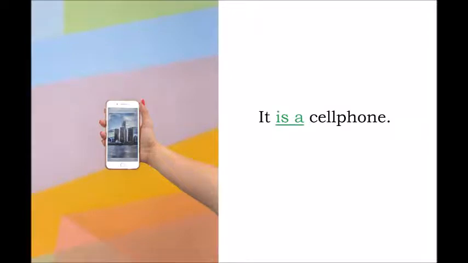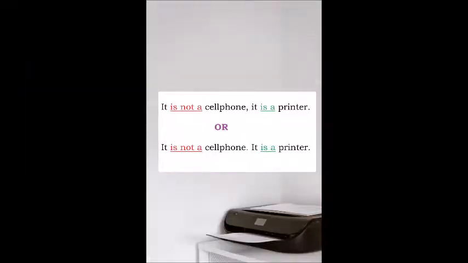It is a cell phone. This sentence is positive, and you can see it's in green, meaning it's a positive sentence. Now, in order to turn this into a negative, it would be, it is not a cell phone. As you can see, it's in red, so that's the negative part.